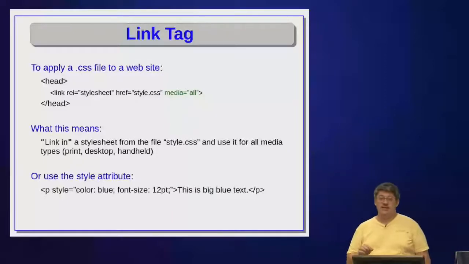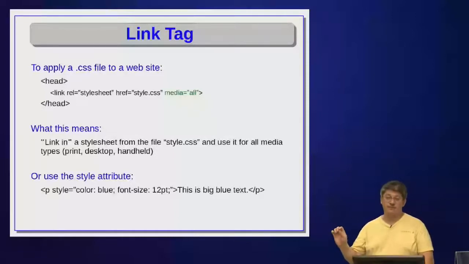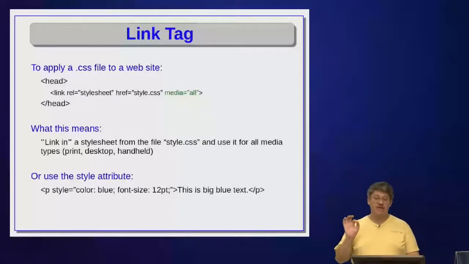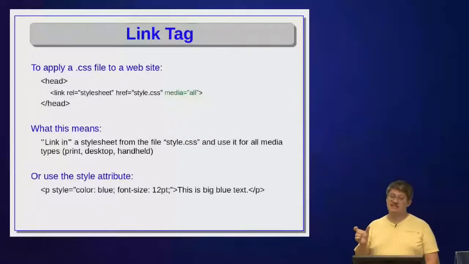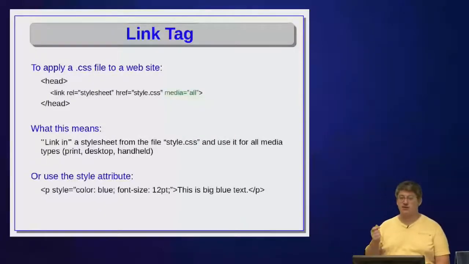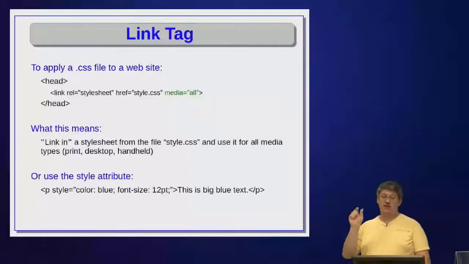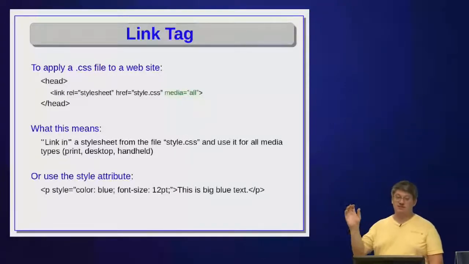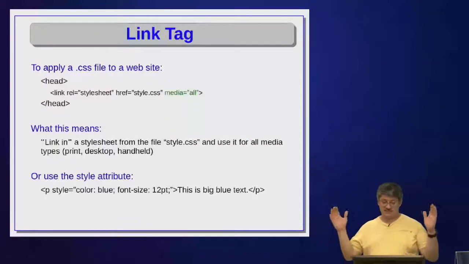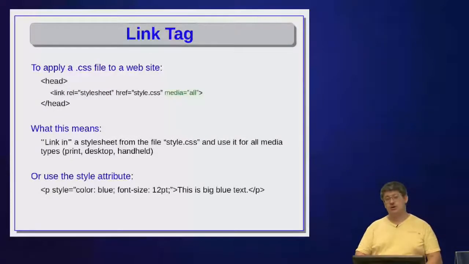Even though it's better to put your CSS, your presentation information, in a separate file, HTML still allows you to style things in the markup. So you can add a style attribute to pretty much any element, and you can embed CSS code directly in the tag. So for example, I could create a paragraph that has the style, the color is blue, and the font is a 12-point font, and that says this is big blue text. And that will actually work. It's not considered good design to do that, but you know, sometimes rules are made to be broken.